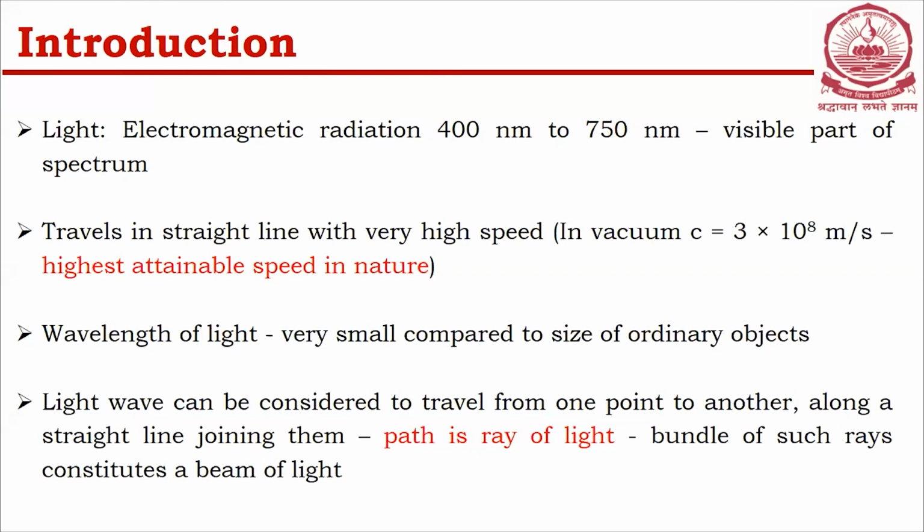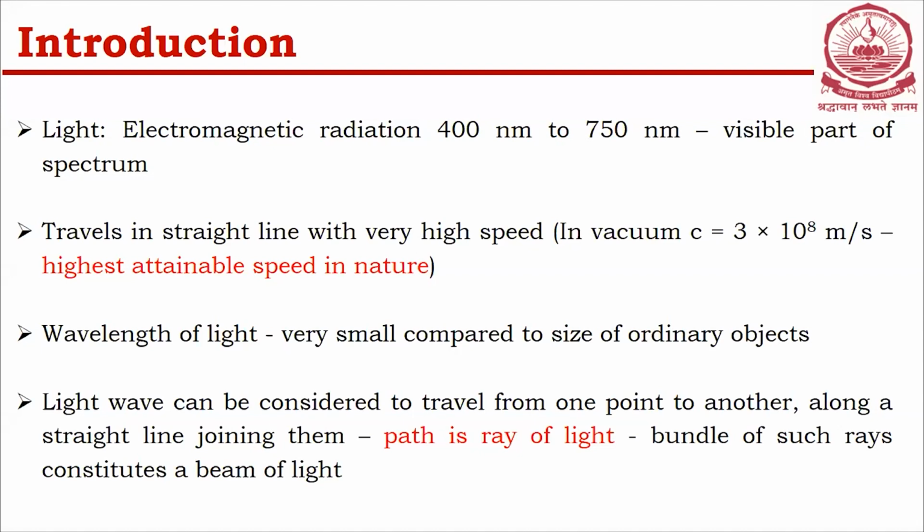When you compare the wavelength of light with the optical elements you are using, lenses and mirrors and so on, the wavelength is very, very small. So when light travels from one point to another along a straight line joining them, that path is called a ray of light. That is the ray concept. In most of geometrical optics, we consider the ray concept. I think you know that very well.